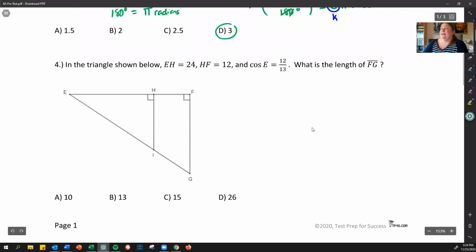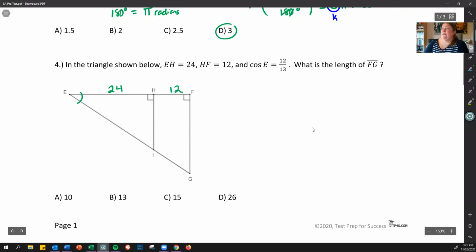Here's question number 4. In the triangle shown below, there's a lot of data, so little by little, I'm going to take each piece of data and put it into the figure. So EH equals 24. HF equals 12. The cosine of E equals 12/13.